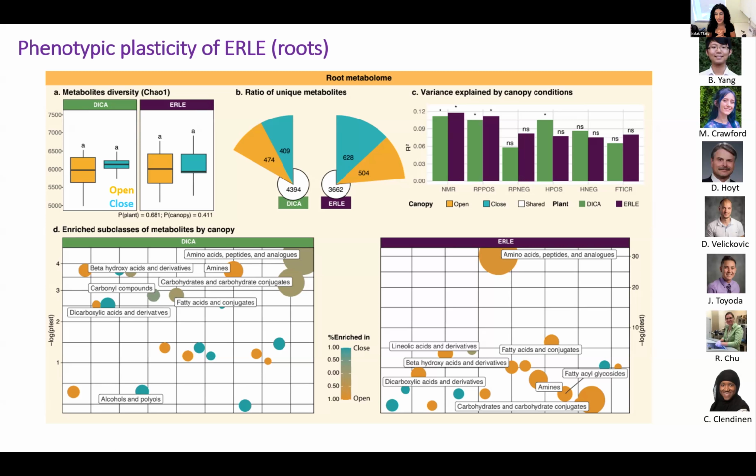For example, if we look at the invasive species, which is in purple, there were 3,662 metabolites shared on the root whether the plant was grown under open areas or under closed areas. If it's grown under closed areas or canopy, around 628 metabolites were unique versus 504. Now, if you look at the native species, which is in green.